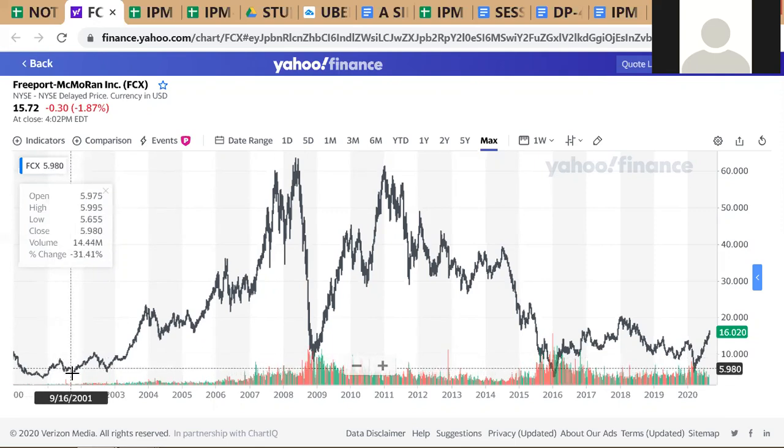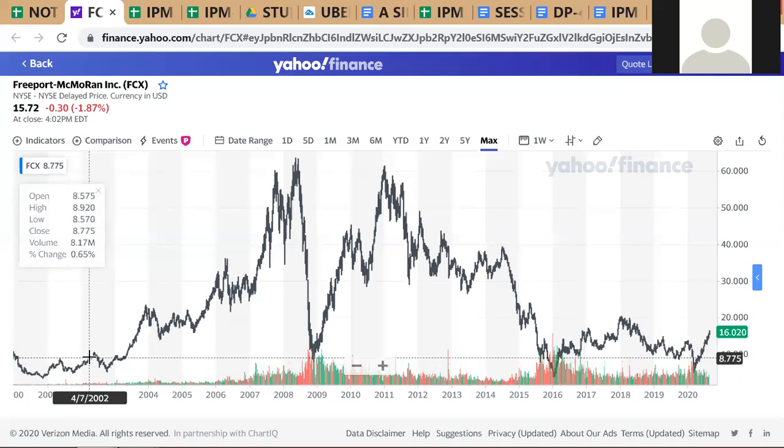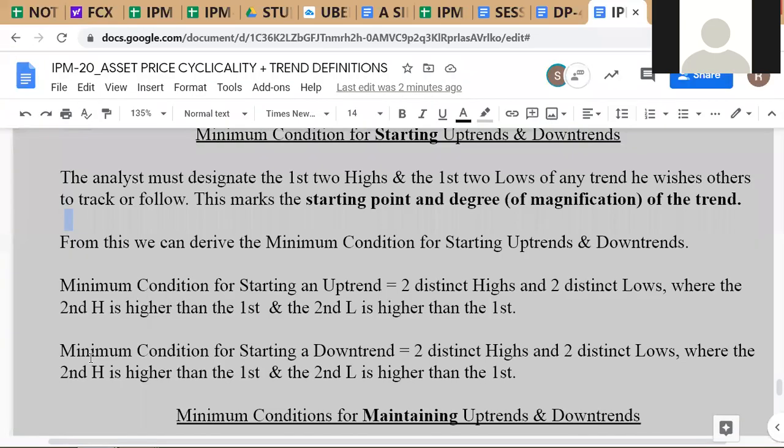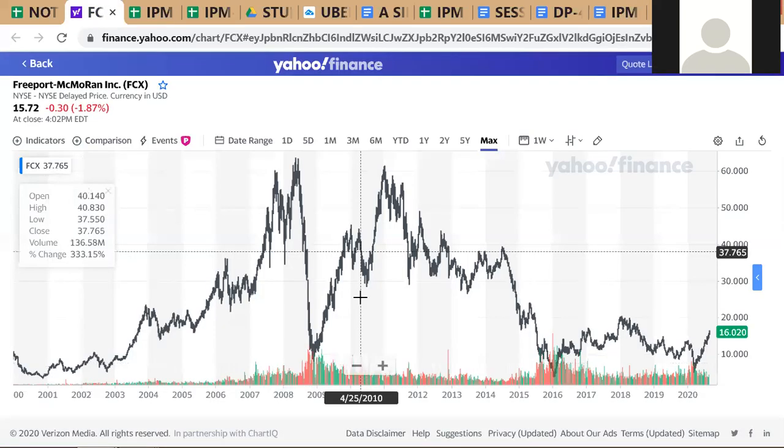Now all you're doing is waiting to see if an uptrend develops. Let's say you're at this point and you see the price climbing up. As soon as the price climbs to a new high above the previous high, immediately you have this condition satisfied, right? The minimum condition for starting an uptrend has been satisfied. Okay, is everyone clear about this?